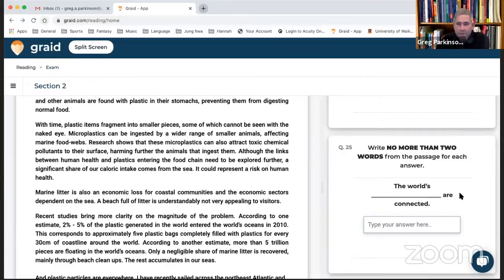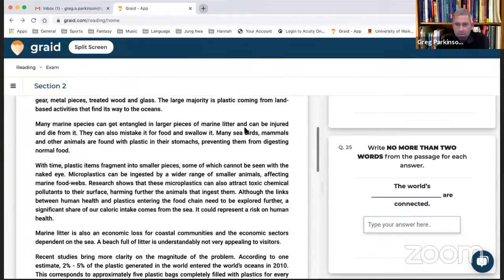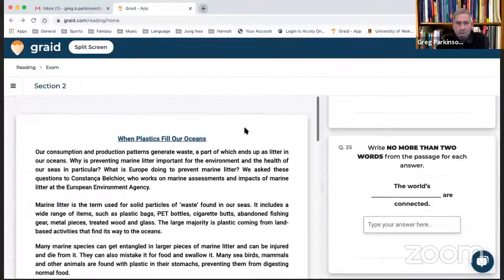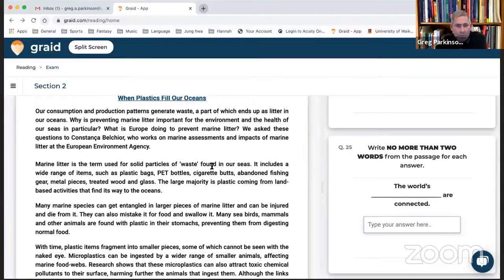Okay, so question 25, the world's are connected. Now, to me, the easiest word to scan for here will be connected. So let's go back up to the top. Now we know there must be a noun in there somewhere, because we have world possessive. Possessives are followed by nouns. Let's look for connected.